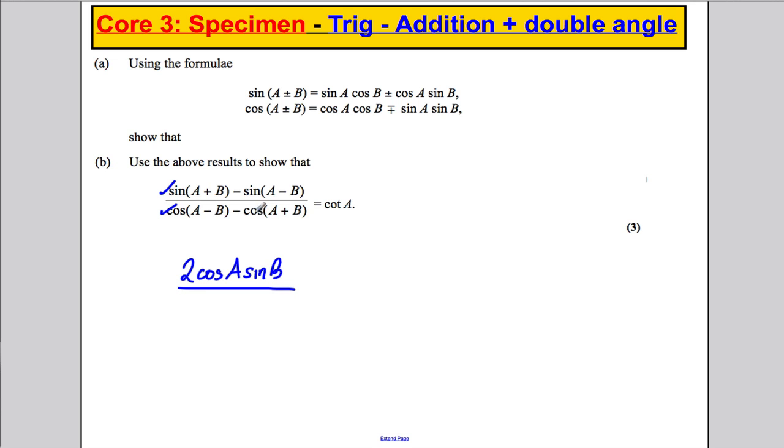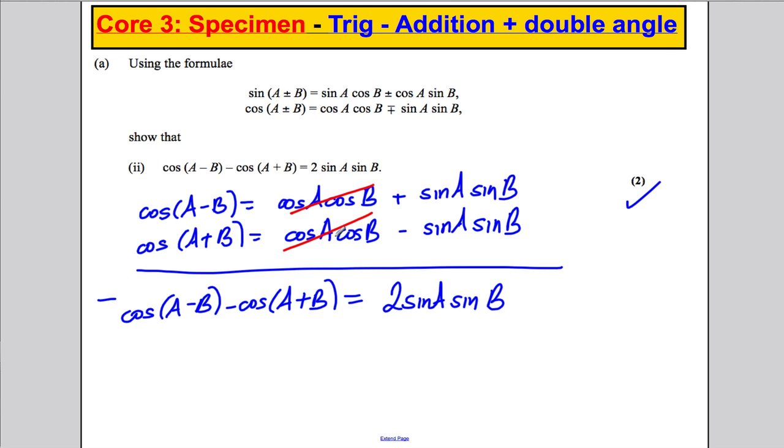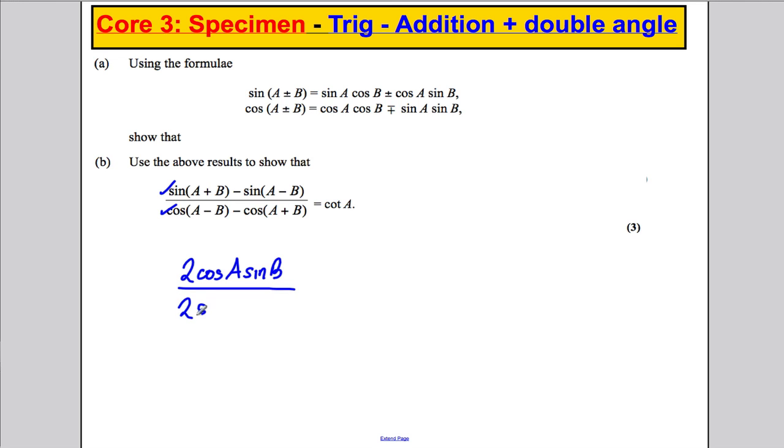Cos(A − B) − cos(A + B), we've just done that. That's 2 sin A sin B. So I'm going to call this the left-hand side. So the left-hand side equals this, and we did this in part A.